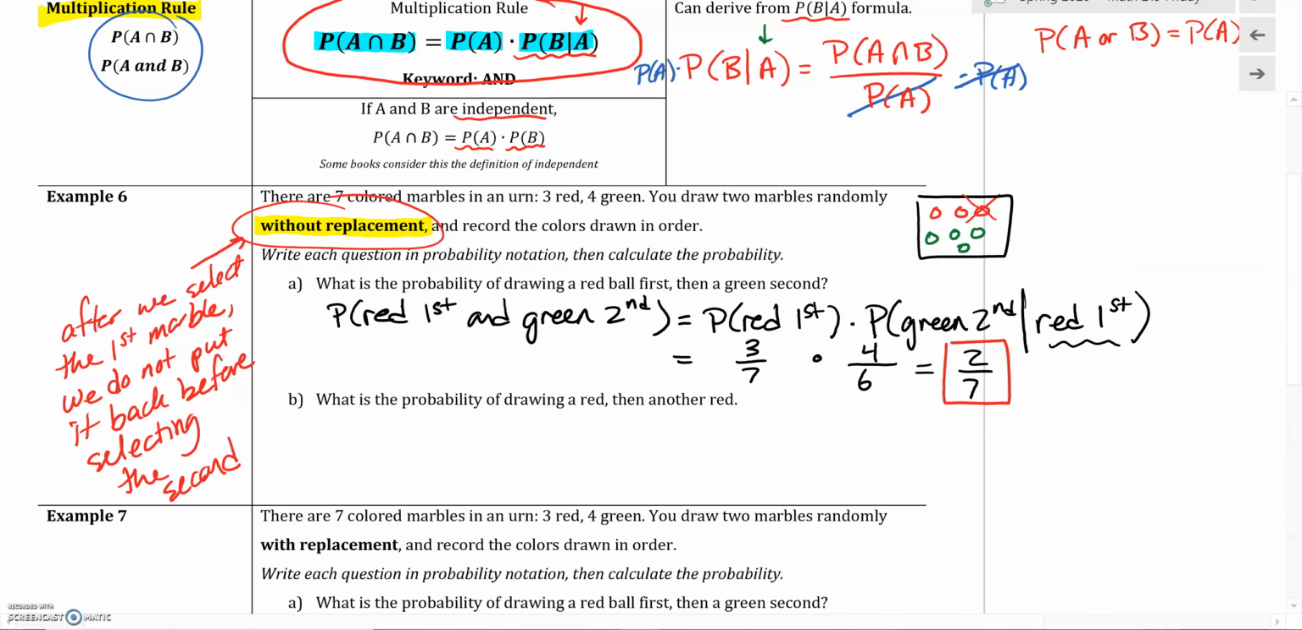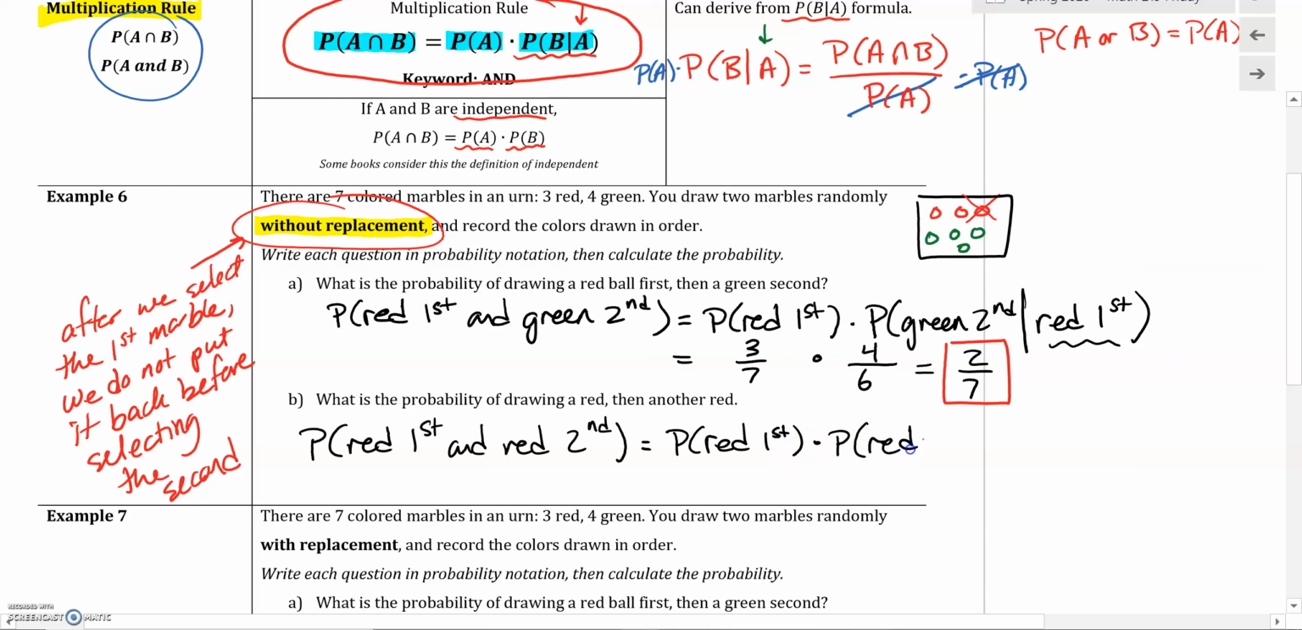Let's try this one. What is the probability of drawing a red first and then a red second? A red and another red, again, without replacement. So I'm looking at the probability of getting a red one first, and I'm going to multiply that by the probability of getting a red one on the second go around, given that I've already plucked out a red one, because again, I'm not using replacement.